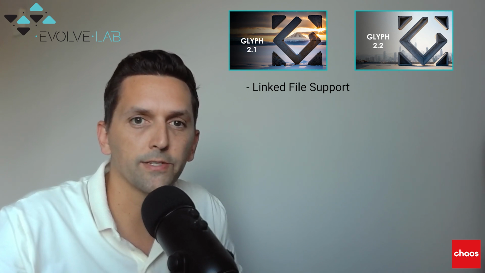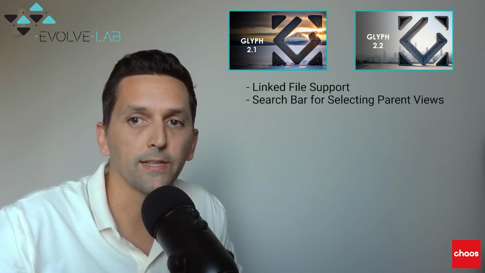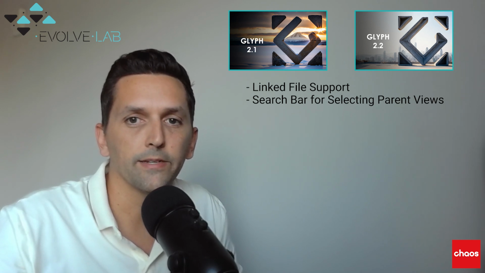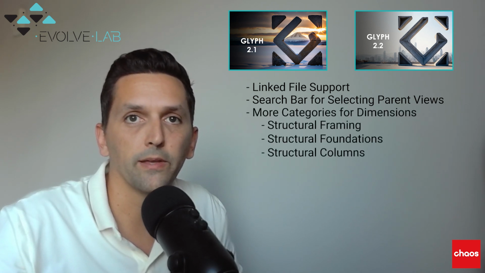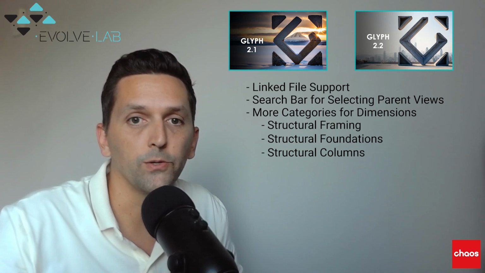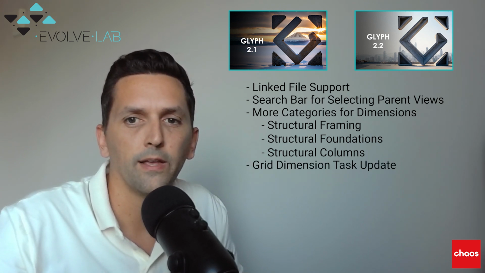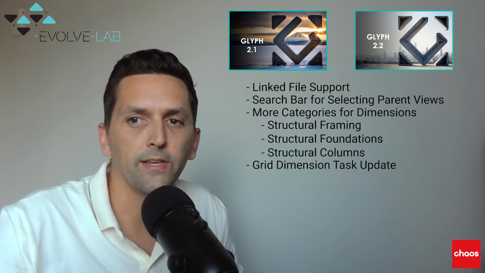Today I'm going to be covering all the new features that were released in Glyph 2.1 and 2.2. We now have linked file support for a number of tasks, as well as some additional settings when creating elevations. There's now a search bar for selecting a parent view, which makes that a little bit easier. And Dimensions now supports structural framing and received an update to how it handles grids. I think you'll find the result a lot cleaner. I'll walk through specific examples of each of these, but let's just get started.